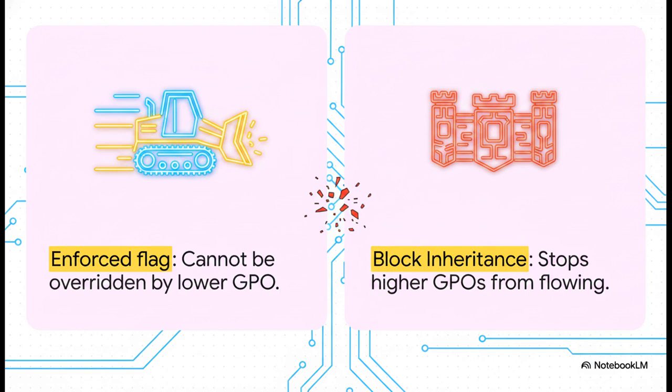Here's the deal. The enforced flag is an unstoppable force. It will always override block inheritance. Block inheritance tries to build a nice little wall around an OU, but an enforced GPO acts like a bulldozer. Enforced beats block inheritance every single time.